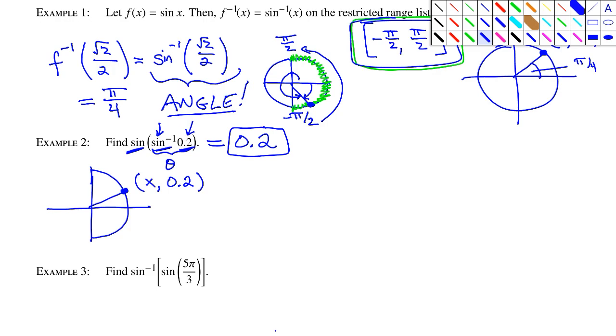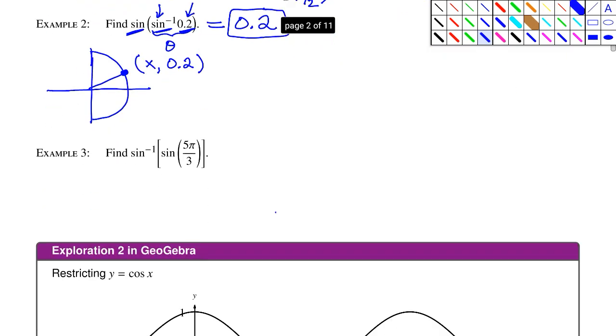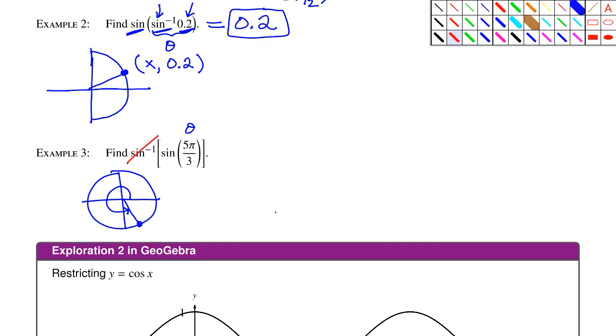Let's see an example where it doesn't quite work out as well as you'd like. Example 3. Find the arc sine of the sine of 5 pi over 3. Well, in this case, let's look at the circle here. Here we have a theta, 5 pi over 3, which is this angle here. Now, what we would want to do is say, well, I'm taking the arc sine of the sine, those cancel, and that just leaves me with 5 pi over 3. And that is not correct.